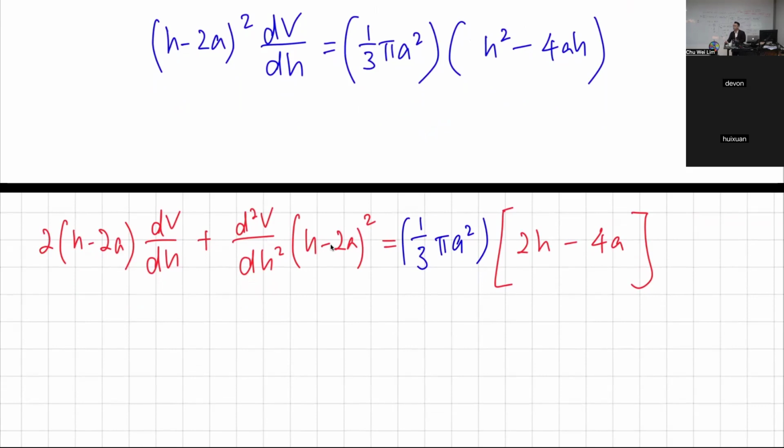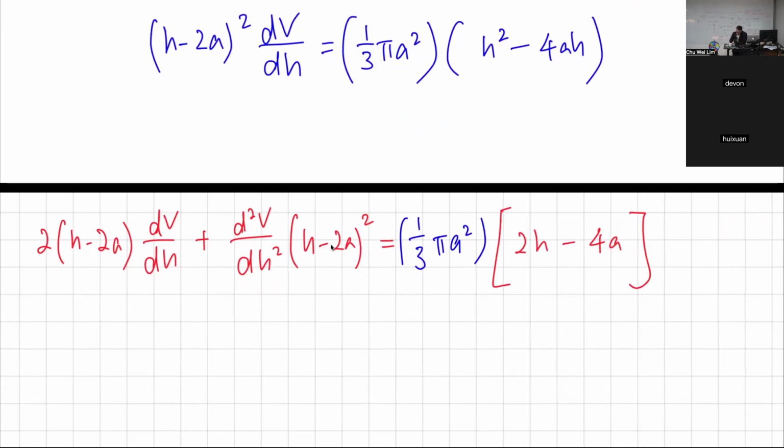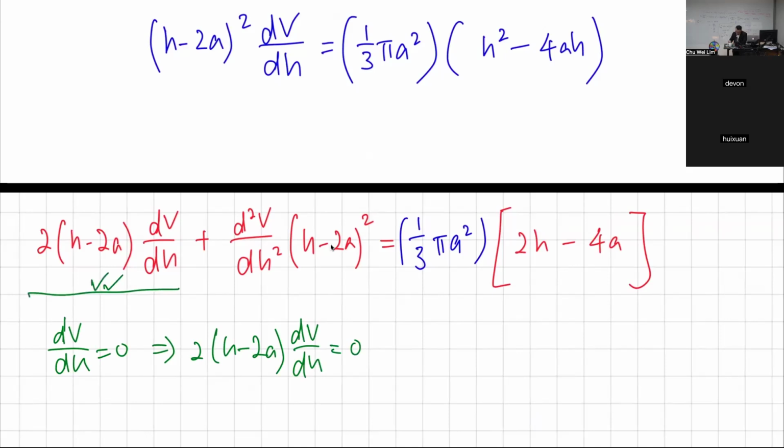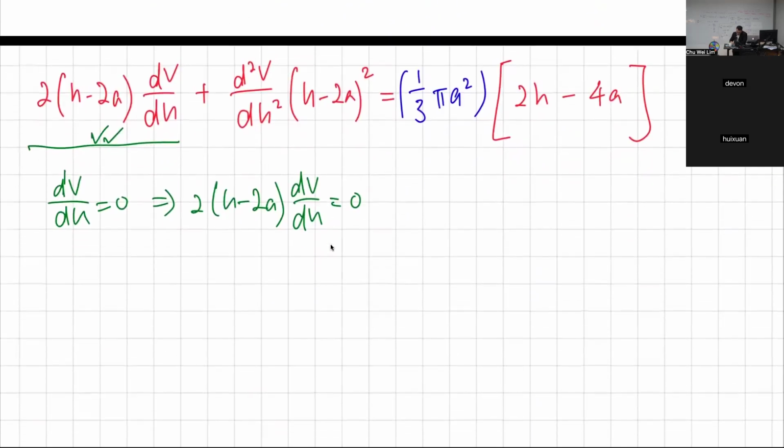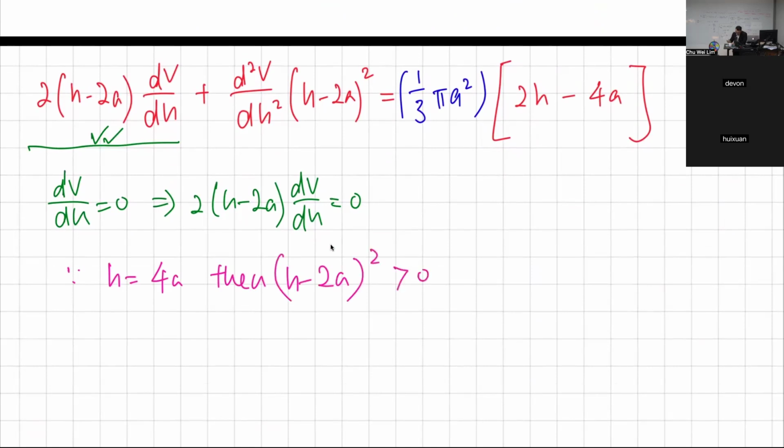All right, once you have this ready, we write down here step by step. dv over dh is equal to 0. Then this tells us 2h minus 2a times d over h, right? Then we clear this up. This is done. Next one will be h. Since h is equal to 4a, then h minus 2a will be 4a square, which is greater than 0, right?